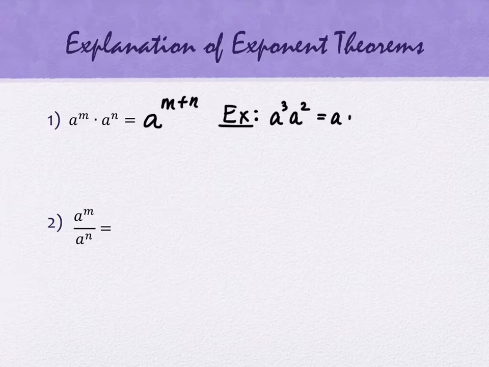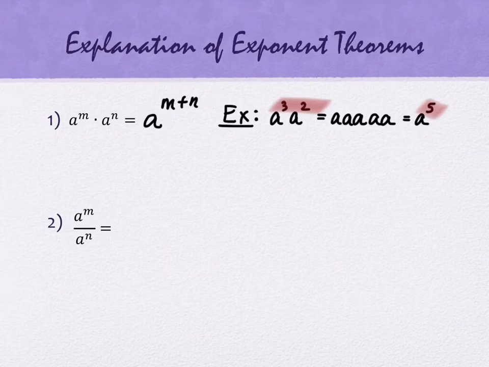Good. It's a times a times a. And what does a squared mean? It's a times a. And if you count them real quick, because you guys are really good at counting, just like me, how many a's did you just write down? 5. So that's a to the 5th. And you can see very quickly that the reason that 3 and 2 become 5 is because they're added together.